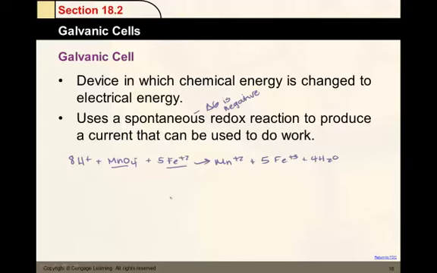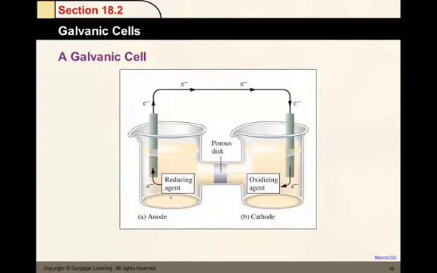So what a galvanic cell does is it harnesses that energy to do useful work, like move a wheel. And of course, moving a wheel can make electrons move, and we could eventually, with enough energy, turn on a light and make a light bulb turn on, etc. So a galvanic cell is harnessing spontaneous redox reactions to do useful work. So what would one look like? Well, here's an example of one.